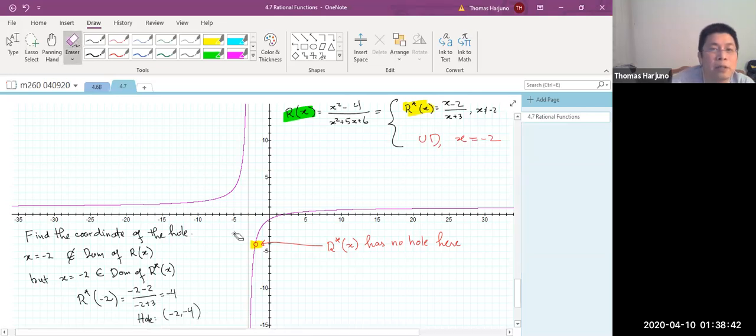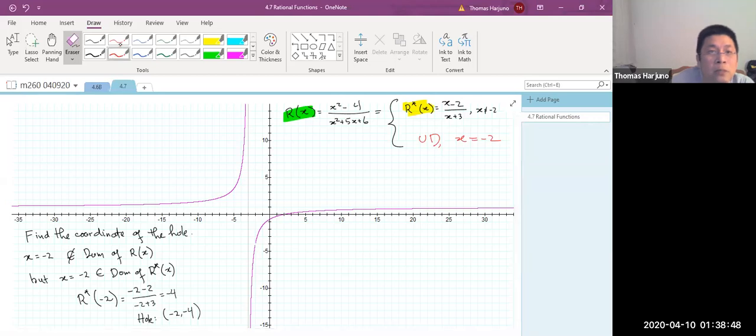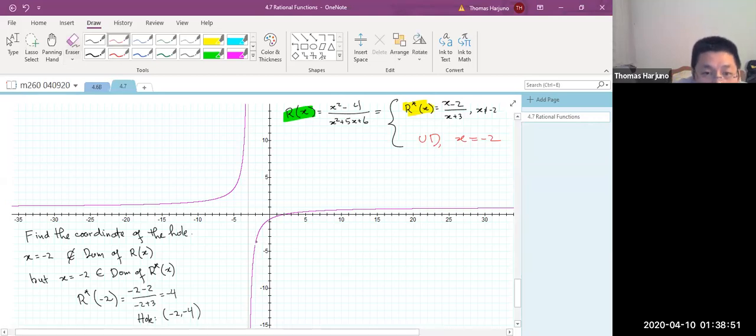Let me erase this so that you can see it better. See the coordinate of the hole here? That's -2, -4. Okay? -2, -4.